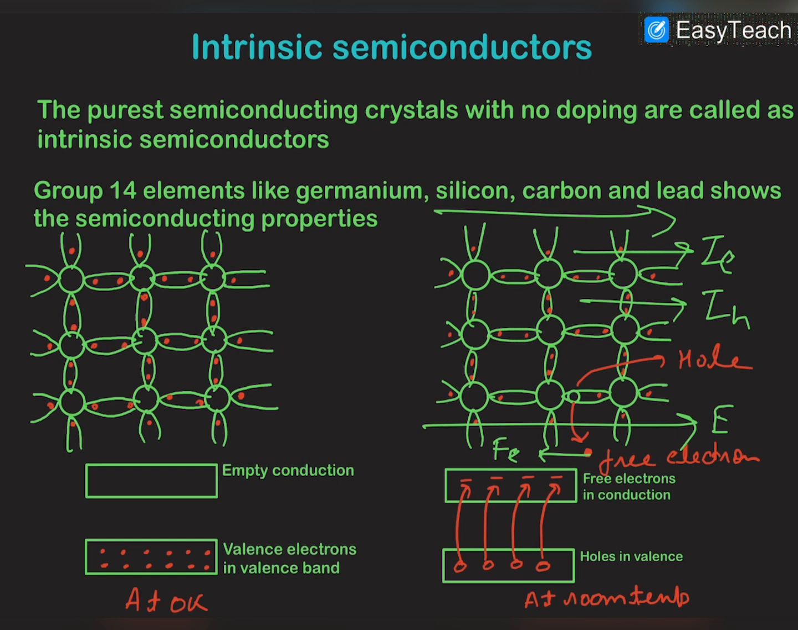And in any semiconductor, in the presence of some electric field, the net current would be the sum of IE and IH. It is obvious that at room temperature the number of free electrons and the number of holes would be the same in intrinsic semiconductors, because these holes are formed by the jumping of electrons. So if n number of electrons jump from the valence band to the conduction band, then n number of holes will be formed in the valence band.